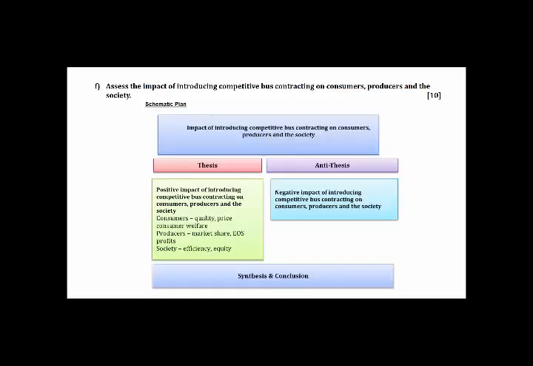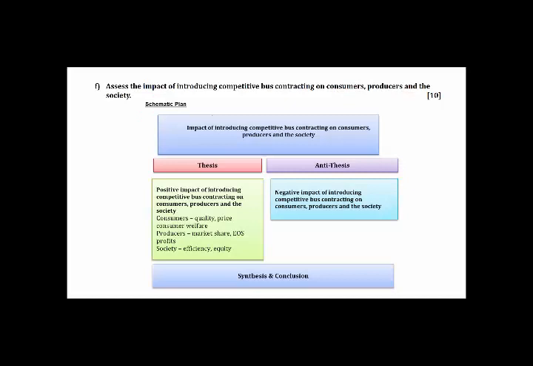I think that's question E. I think there was something wrong with the labeling. So now let's look at question F. Question F here: assess the impact of introducing competitive bus contracting on consumer, producer, and society. So you have your various stakeholders here. We want you to assess the impact, and the impact can be positive, but it could also be negative. What happens if there's bus contracting? How will it affect your consumer, your producer, as well as your society?